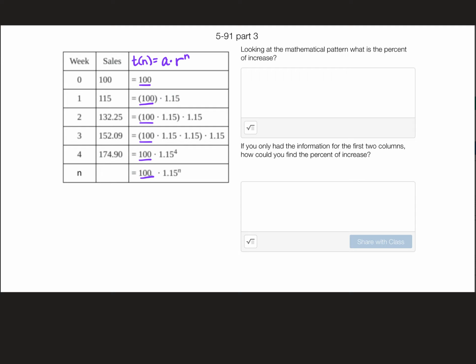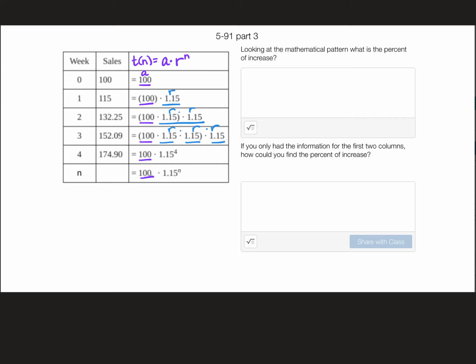So a is our 0 term. Then our rate of increase is what we're multiplying by each time. Well, this time it's r times r, and then we have r times r times r. So our rate of increase would be 1.15.